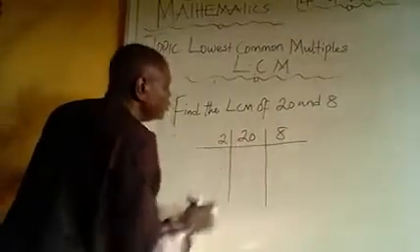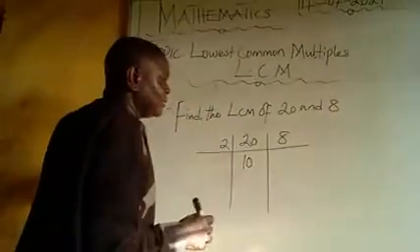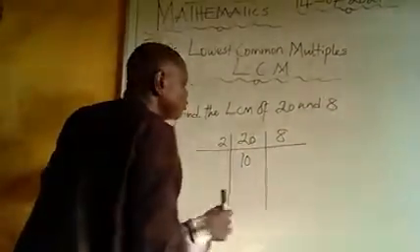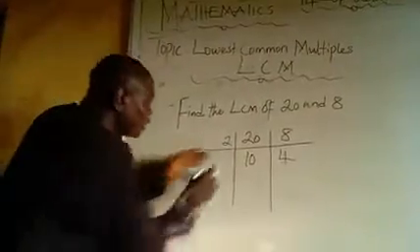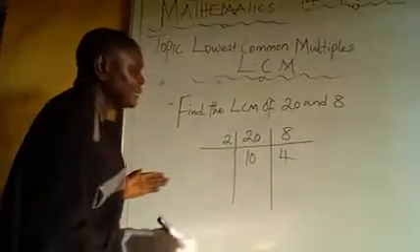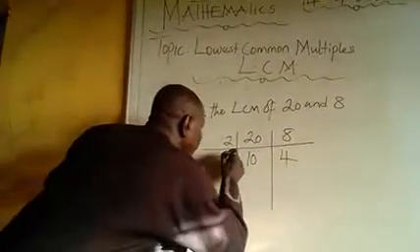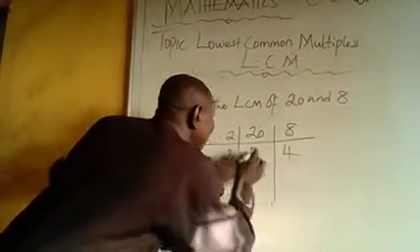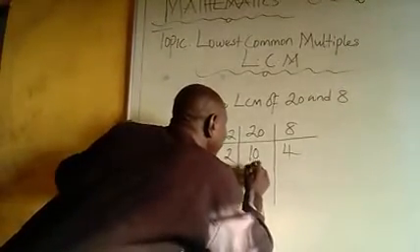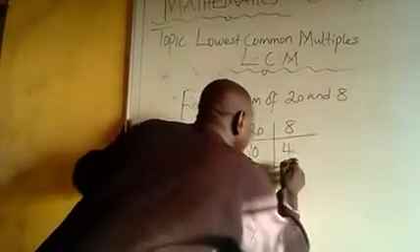20 divided by 2, I have 10. 8 divided by 2, the answer is 4. Alright? Which number can go into 10 and 4 again? 2 can go. I have to select 2 again. 10 divided by 2, I have 5. 4 divided by 2, I have 2.